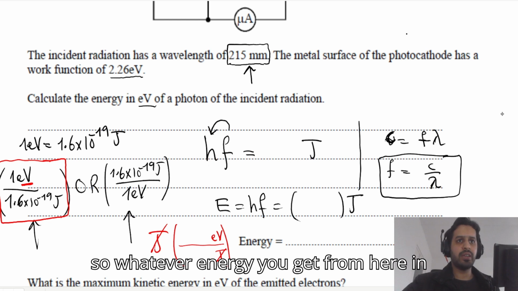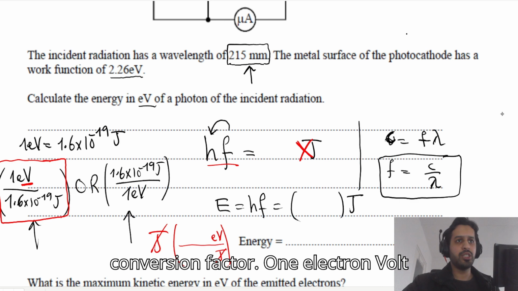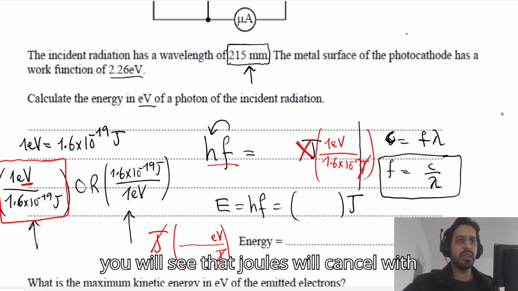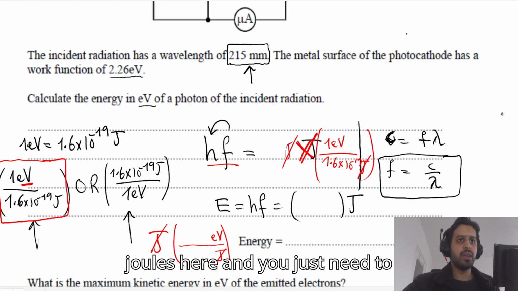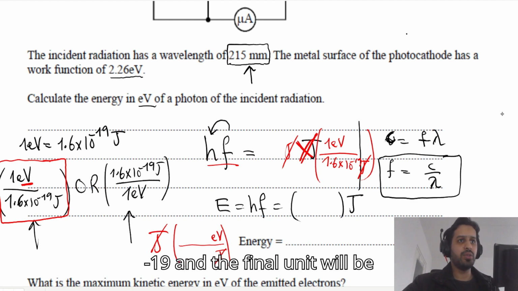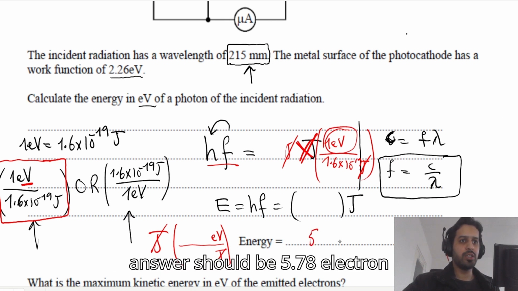So whatever energy you get from here in joules, you just multiply it with this conversion factor, 1 electron volt divided by 1.6 times 10 to the negative 19 joules, and you will see that joules will cancel with joules here, and you just need to divide the answer by 1.6 times 10 to the negative 19, and the final unit will be electron volt. And if you do all of these steps, your answer should be 5.78 electron volts.